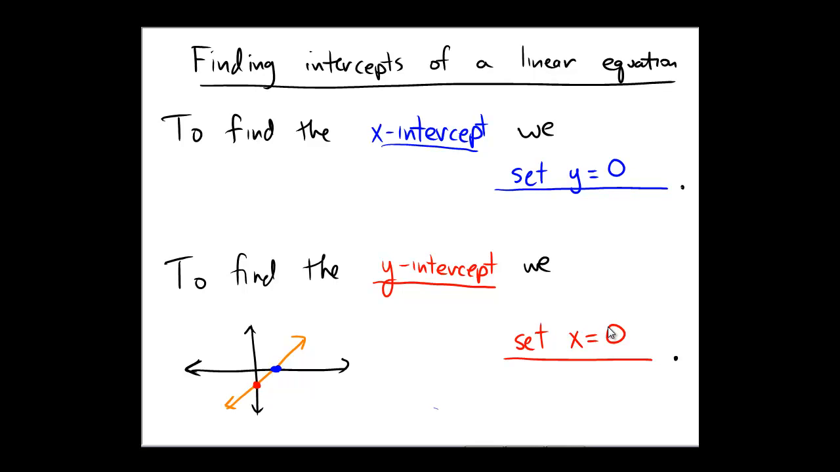So in general, they're opposites, right? For the x-intercept, set y equal to 0. For the y-intercept, set x equal to 0.